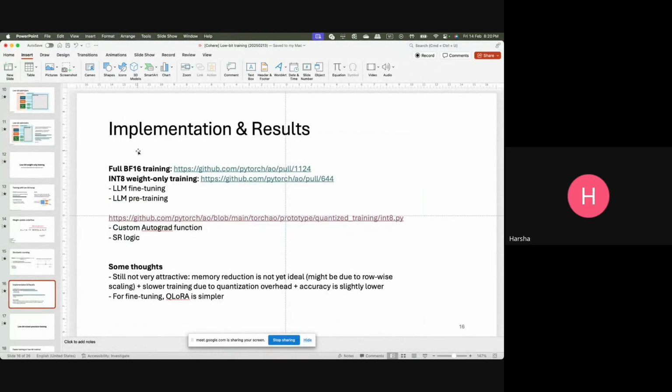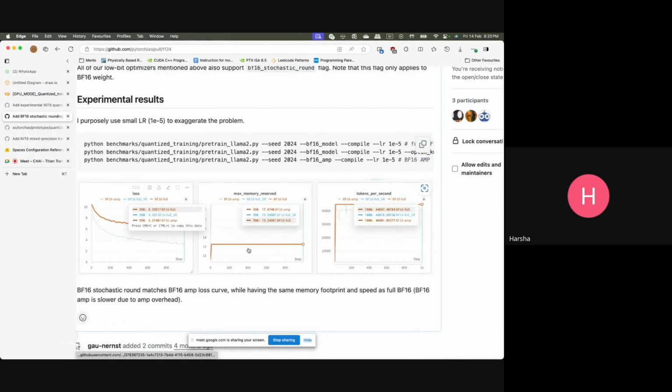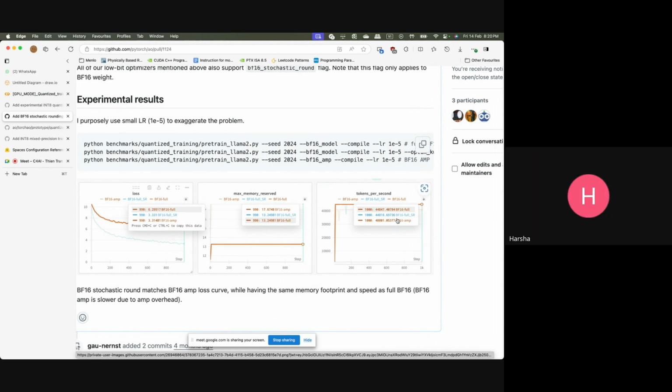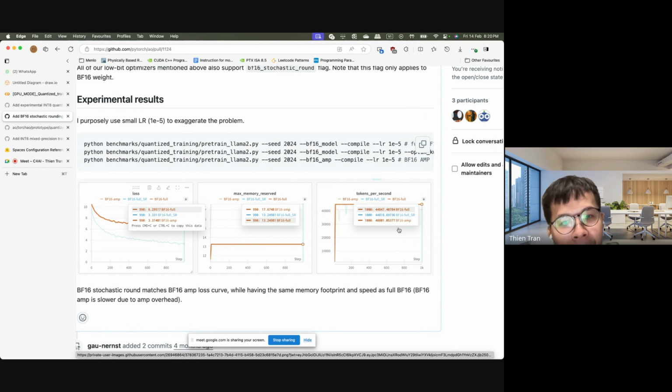I have one question here. So your attention would be in what precision, like BF16, like flash attention or something similar to that? Yes, it will still be in BF16. This one is only changing the way it updates. It doesn't change anything in the forward pass and the backward pass. Okay, sounds good. Thank you. Yeah, so only changing the optimizer.